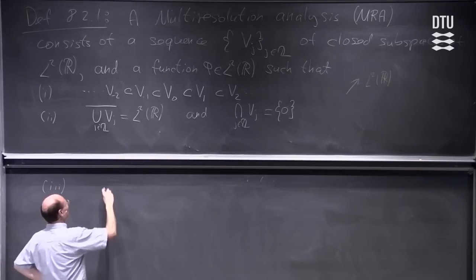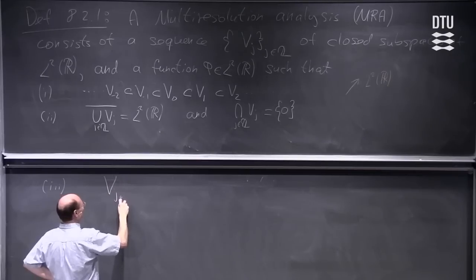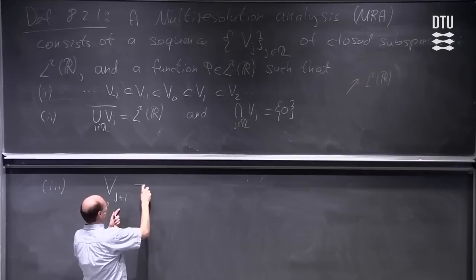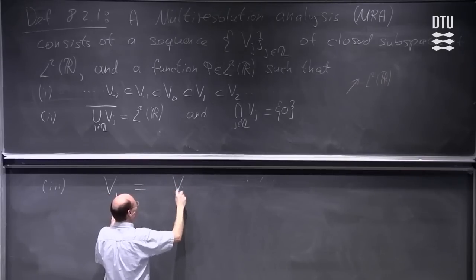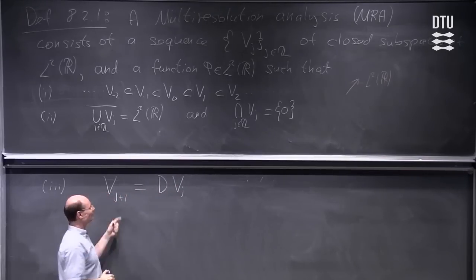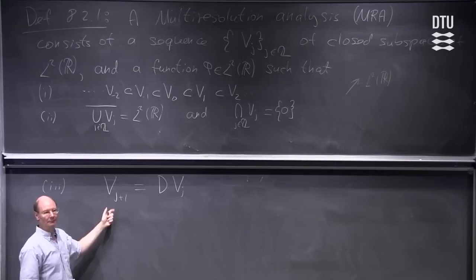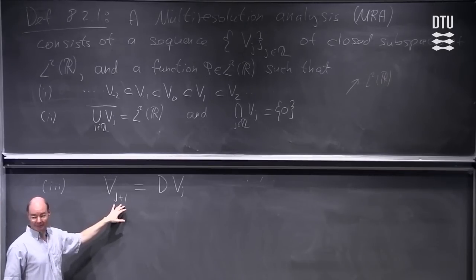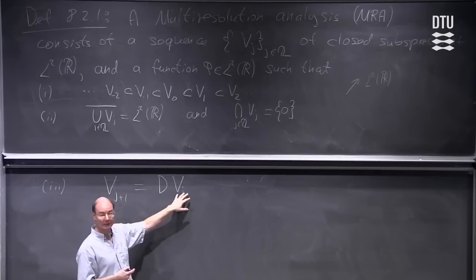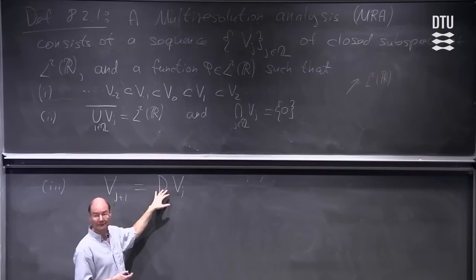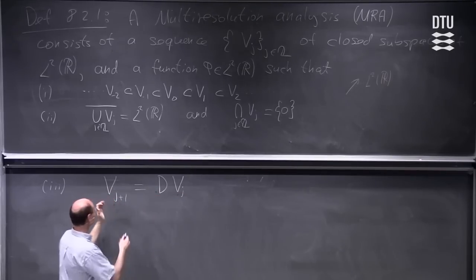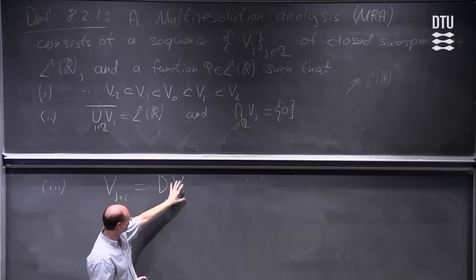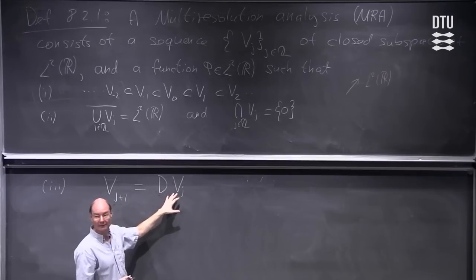And what it says is, if you're looking at any space V_{j+1}, then this is related to the space V_j in the sense that if you take the space V_j and we act on it with our scaling operator, then we get the space V_{j+1}. So you need to be careful about the meaning of this. Here, V_{j+1} is a vector space. Again, V_j is a vector space, but D is an operator. So what this statement says is that the vector space V_{j+1} is equal to the image of the space V_j under this operator D.